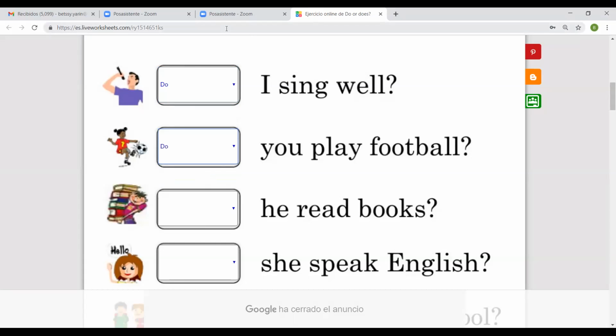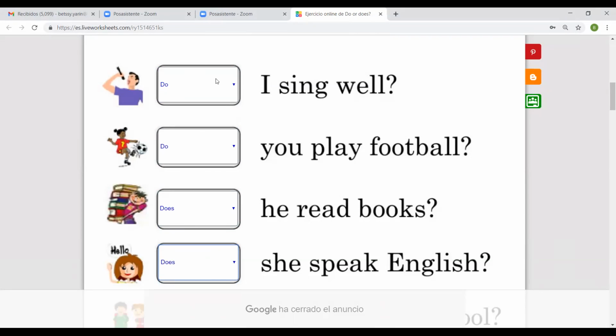Maybe other students, apart from Sophia? Natalie, okay, does he read books? Does he read books? Natalie, Millie, I don't know who is going to answer. Okay, does he read books? Okay, excellent. And what about in the last one? Does she speak English? Excellent. Does she speak English? Okay, very good.